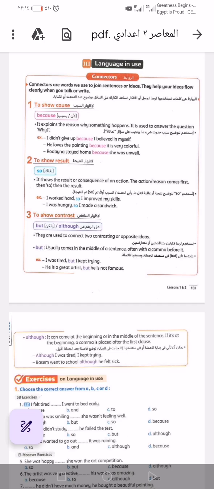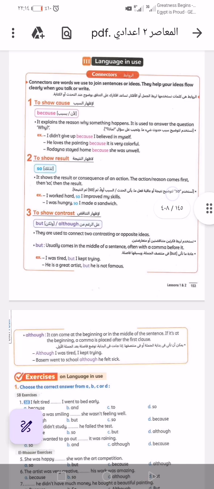Okay? The first connector we have is because. Usually, we use the connector because to show cause or reason why something happens. It explains the reason why something happens. It is used to answer the question why. To understand more about this connector, let's see our examples. The first example we have: I didn't give up because I believed in myself.